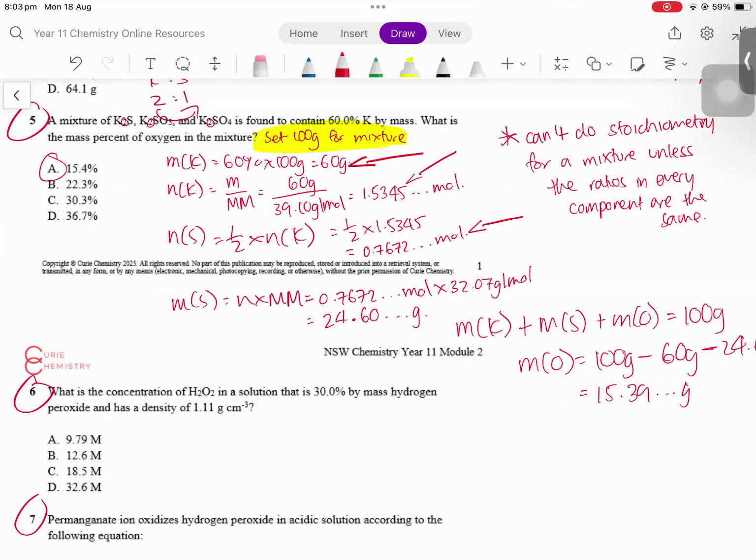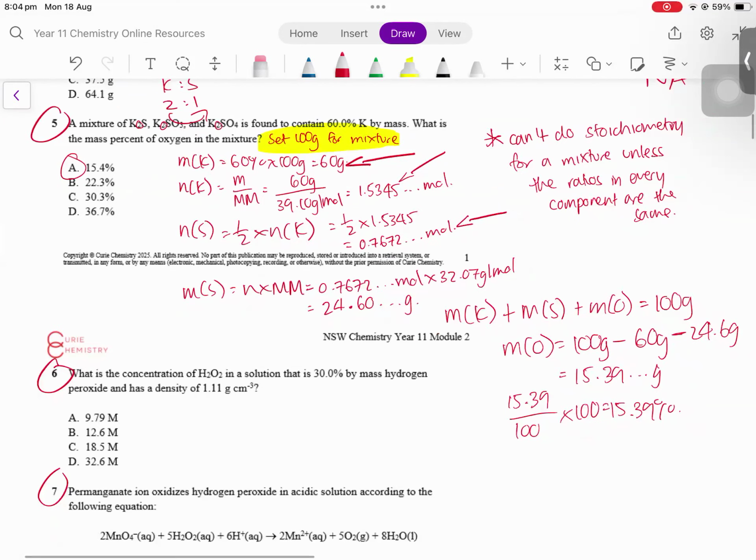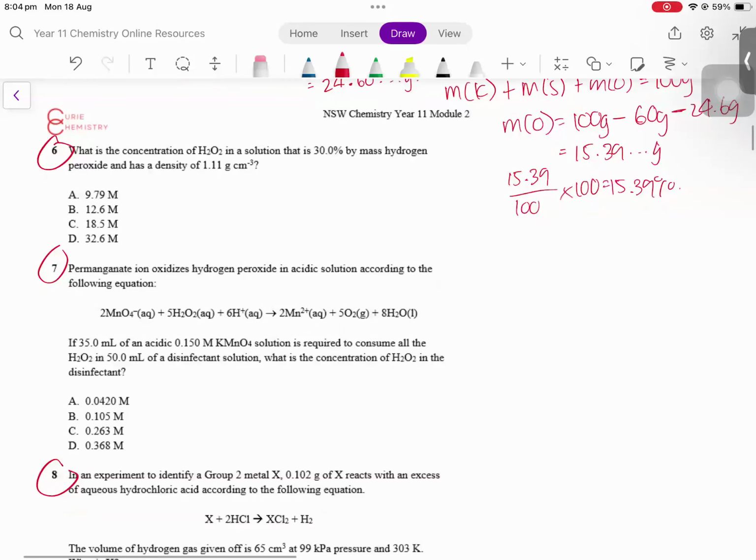So remember, because we set a basis of 100 grams, your mass and your percentages are the same. So 60% potassium was 60 grams. So then if you get 15.4 grams for oxygen, that's 15.4%. So you can do 15.39 divided by 100 times 100, but that'll give you 15.39%. Okay. So that was why it was easy to set it at 100 grams in the first place. All right. Good.